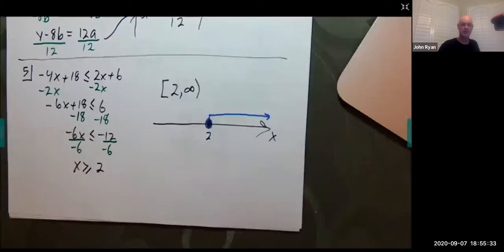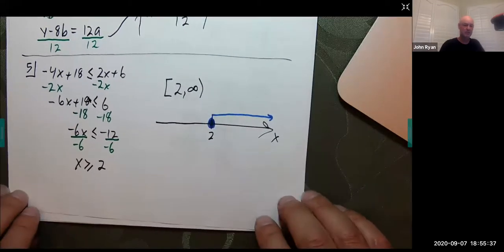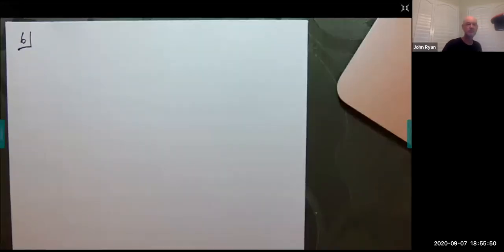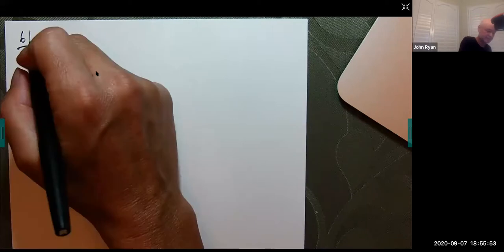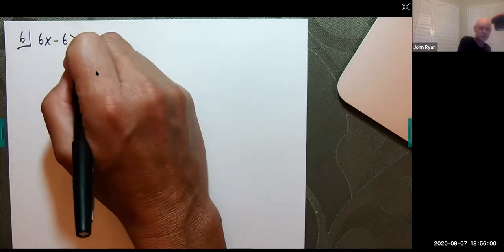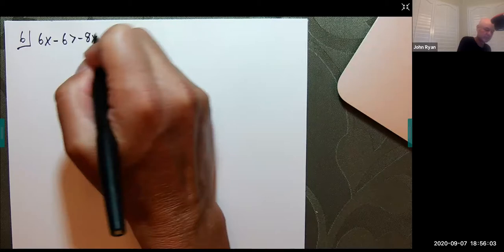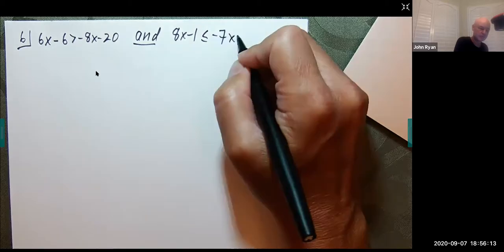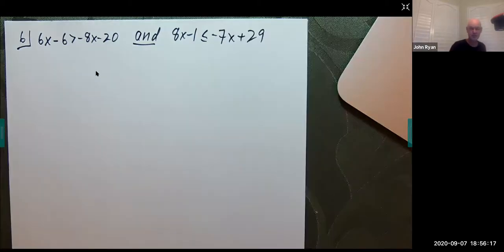All right. So we are moving on to another problem, number 6. Here we have an and or situation. So I'm now going to solve each of these linear inequalities and then try to figure out what and means.